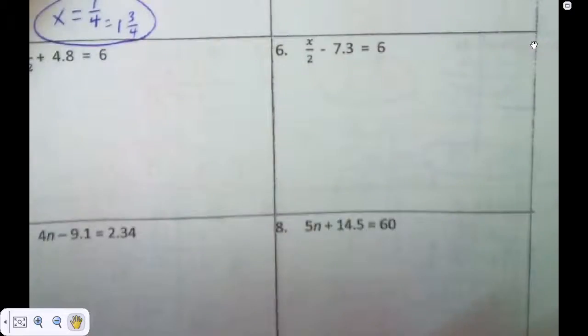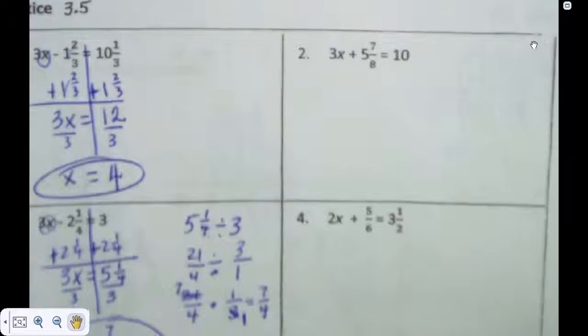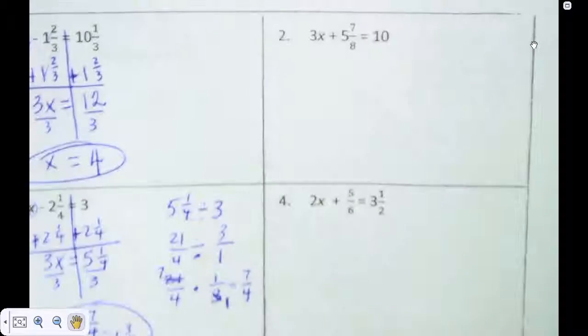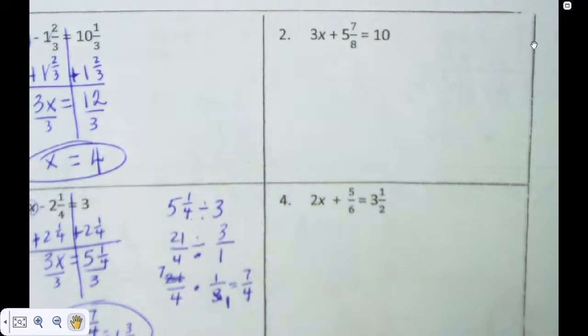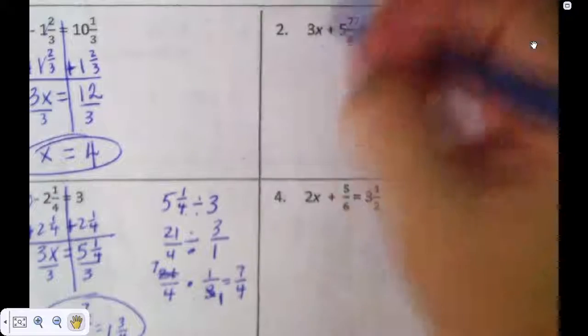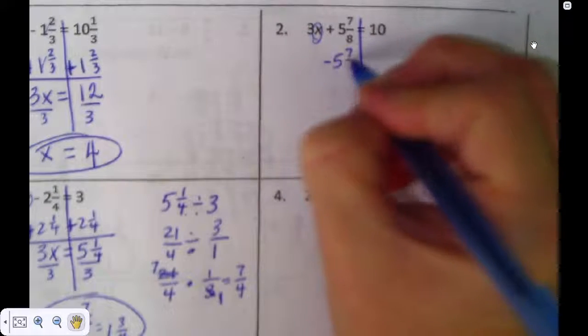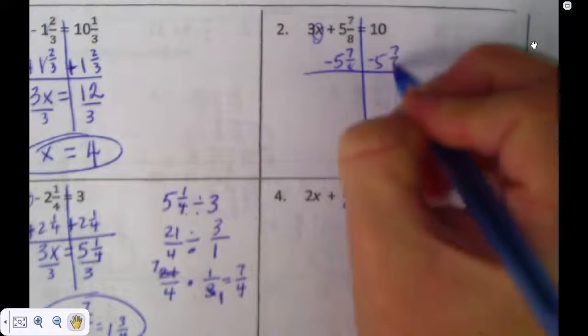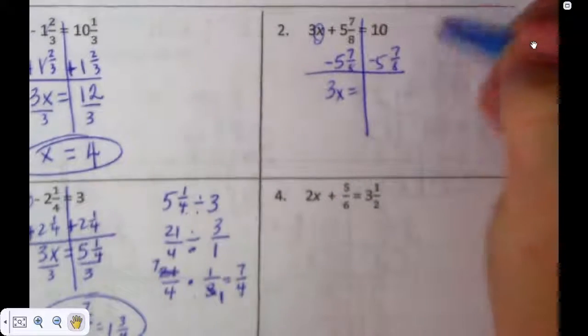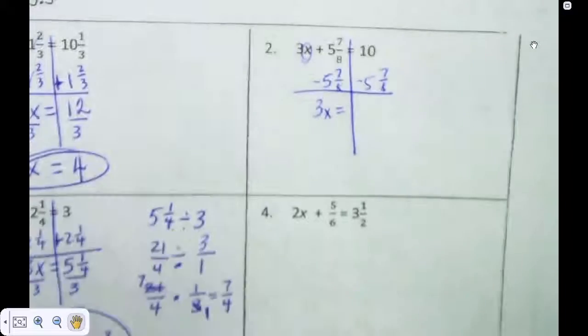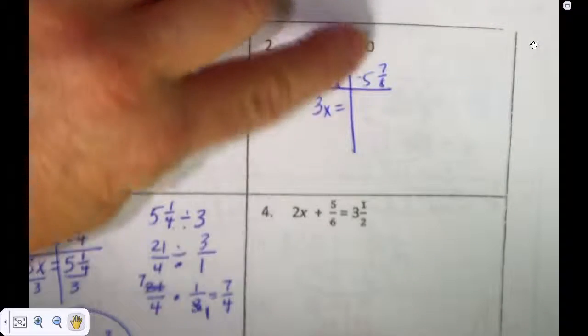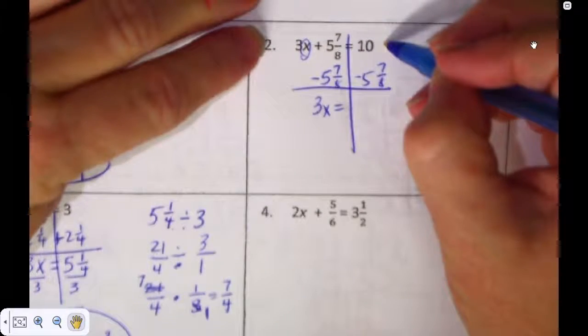Okay, turn on the back. Okay, we did 1 and 3 together. Now look at number 2. Look at number 2. We're going to circle the x, river. I'm going to subtract 5 and 7/8 from both sides. 3x equals, guys, if this was adding, I wouldn't need a fraction here, but it's not.